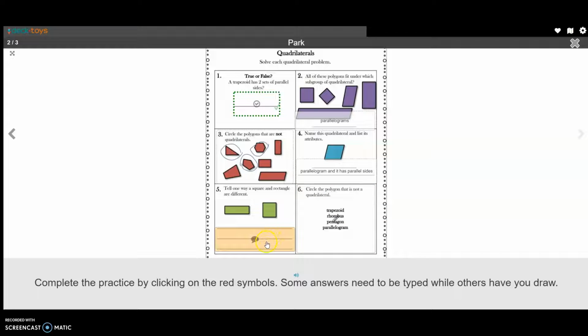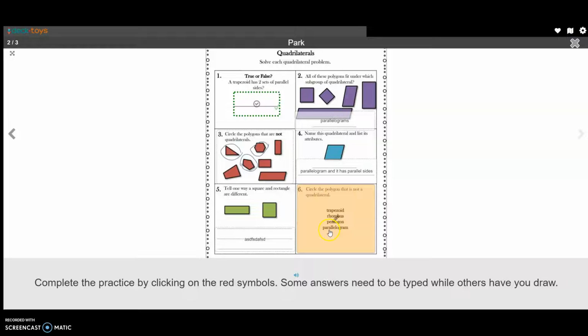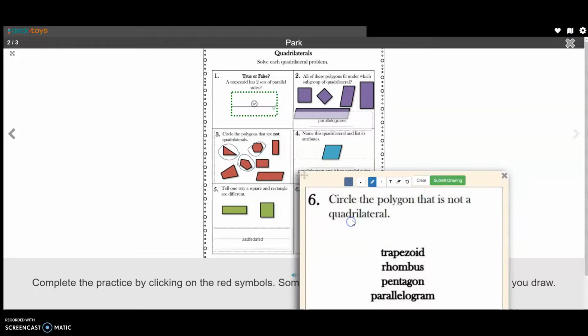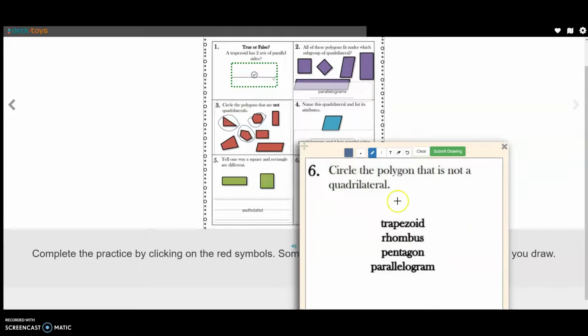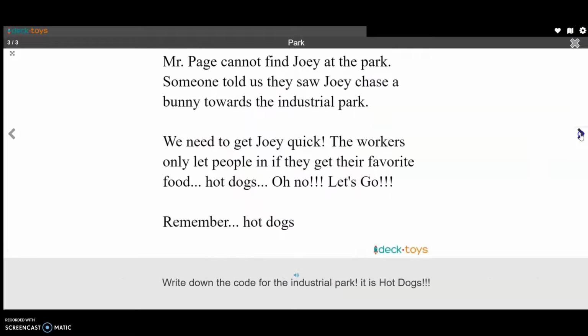Tell one way a square and a rectangle are different. We know how they're different. I'm just going to go a little quicker. And then circle the polygon that is not a quadrilateral. I would circle the pentagon. Submit. And I had my directions at the bottom just so everyone knew exactly what to do.